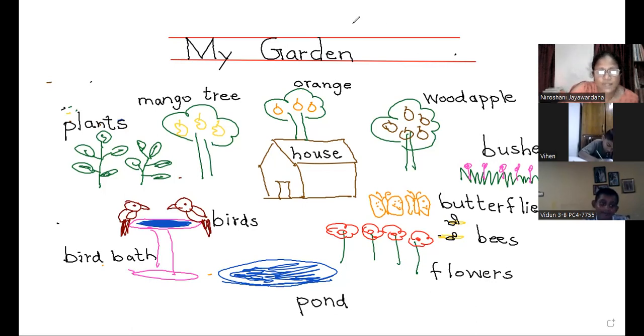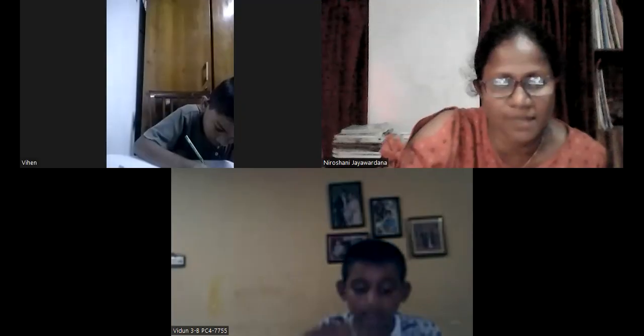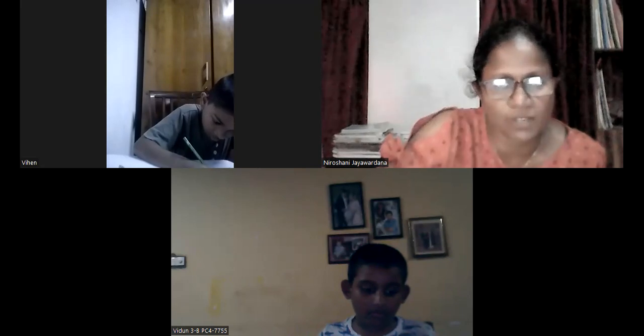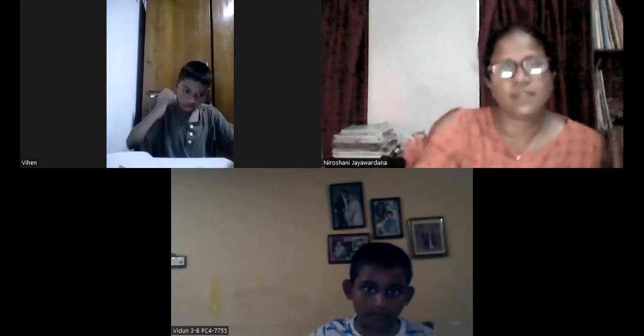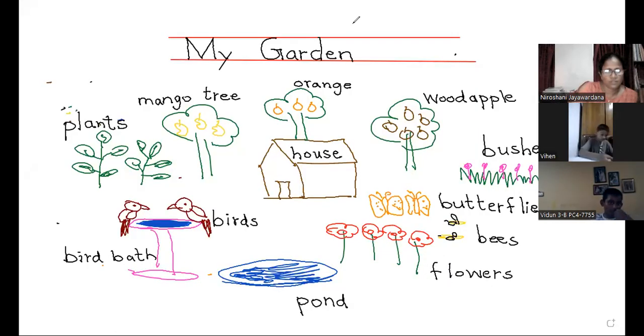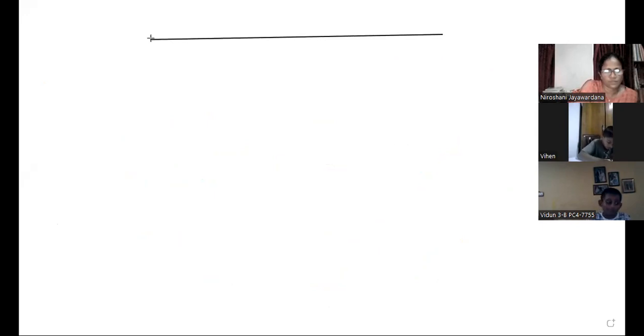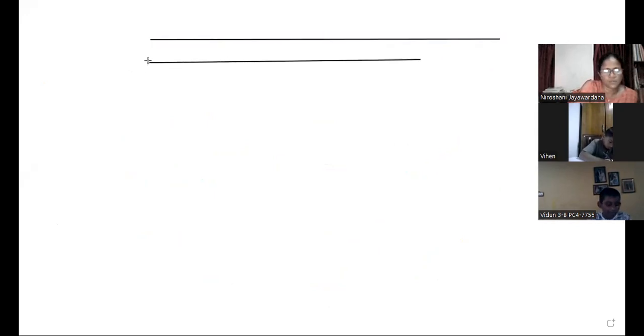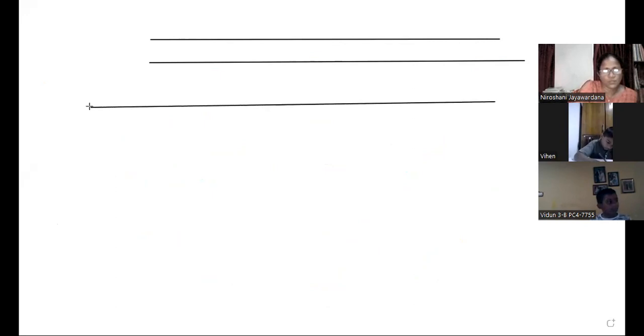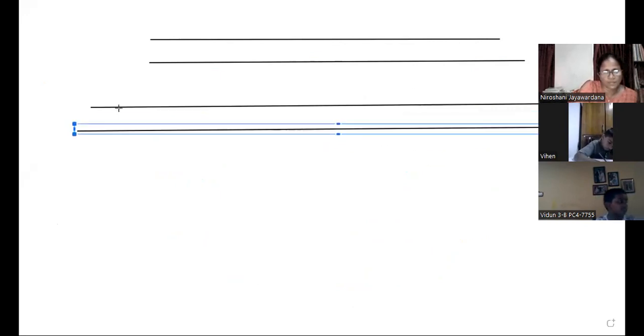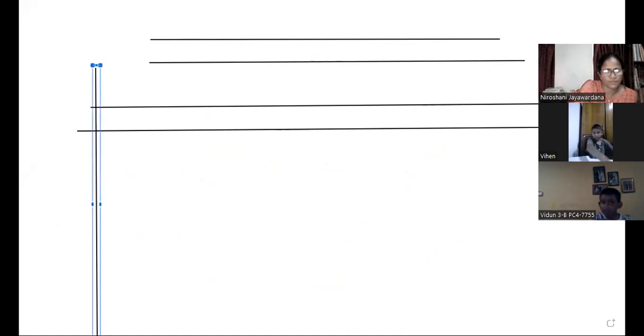Right, now we are going to write the sentences. Write the topic below the picture, or you can write the topic on the next page. How do you make sentences? If there is only one thing in the picture, right? We make sentences using patterns. There are other possible ways too.